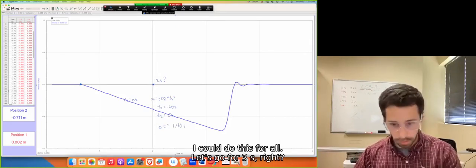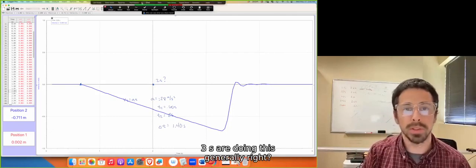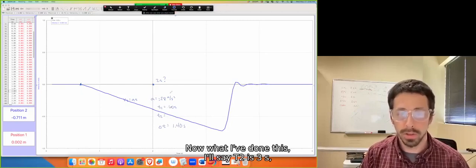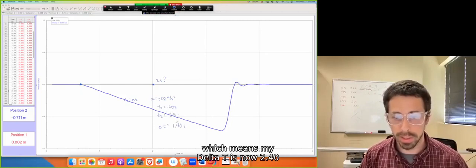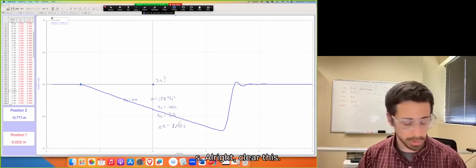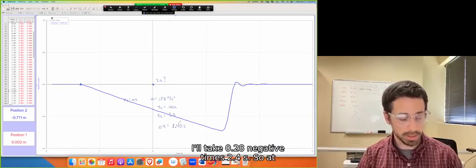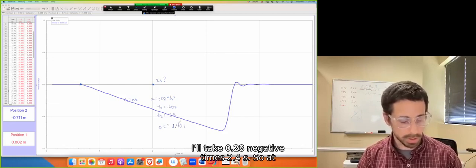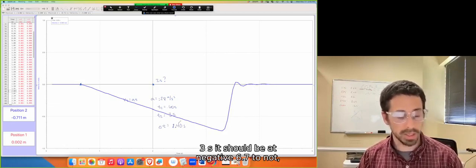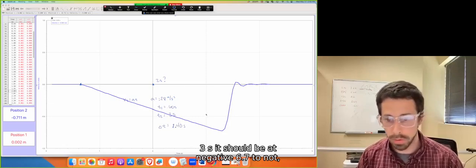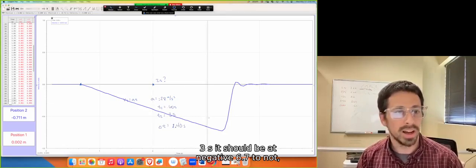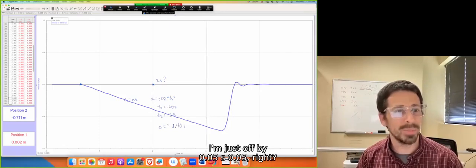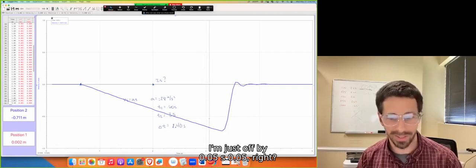I could do this for all, let's go for 3 seconds. This is the benefit of doing this generally. Now I'll say t2 is 3 seconds, which means my delta t is now 2.40 seconds. I'll take negative 0.28 times 2.40 seconds. So at 3 seconds, I should be at negative 0.672. It's so close, I'm just off by 0.05.